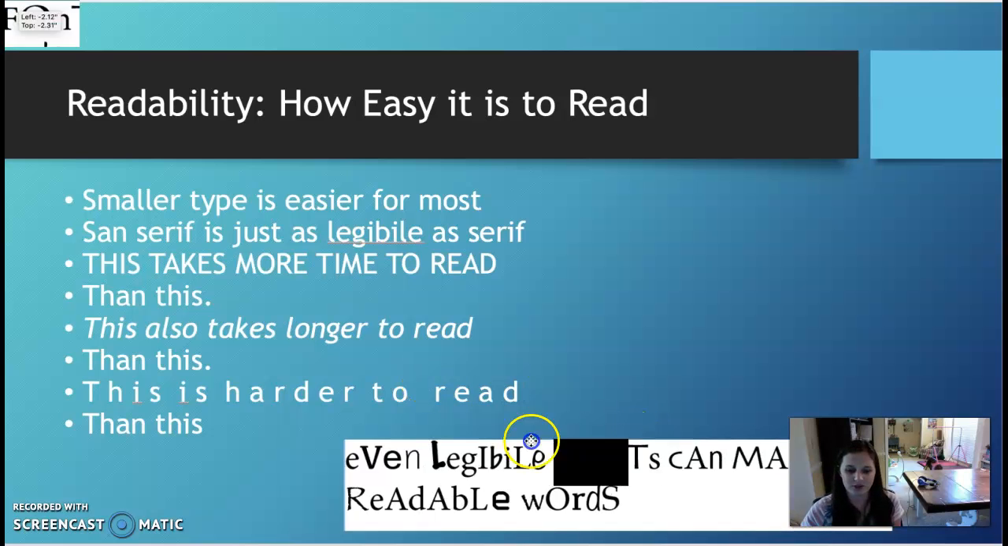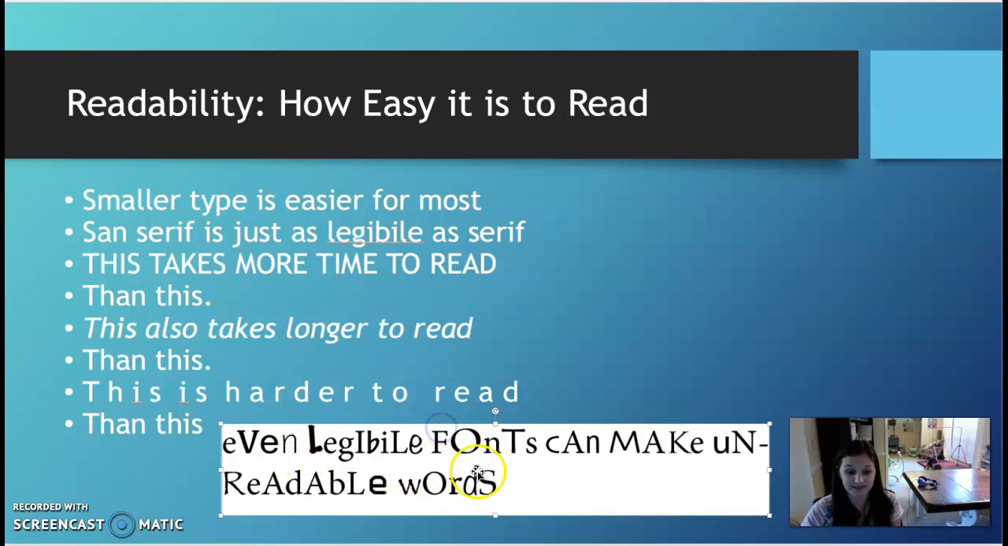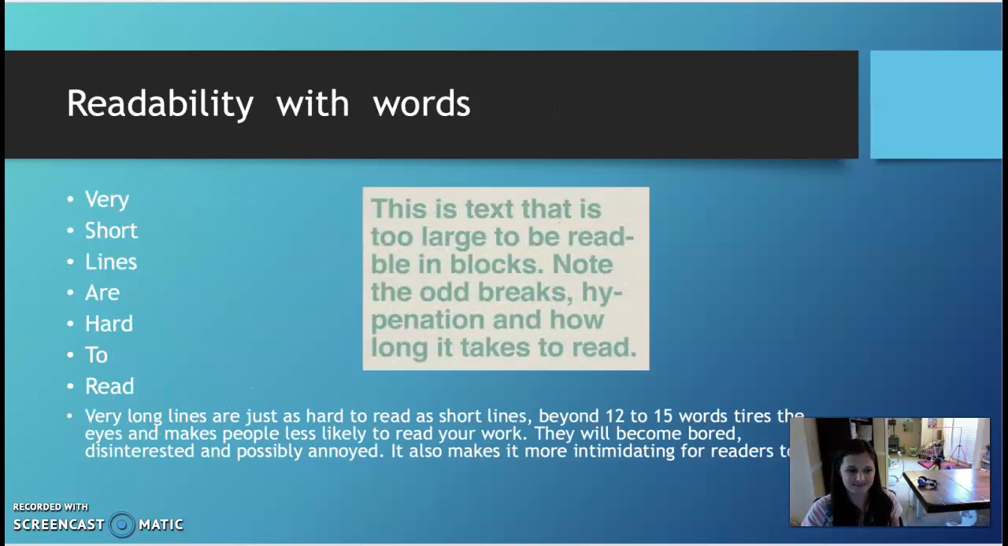And then here we have a little image that showcases this. Even legible fonts can make unreadable words. So switching up fonts too often or using capitals in weird places can also make it hard to read. Also, using hyphens at times can make it really, really hard to read. So you want to think through those things.